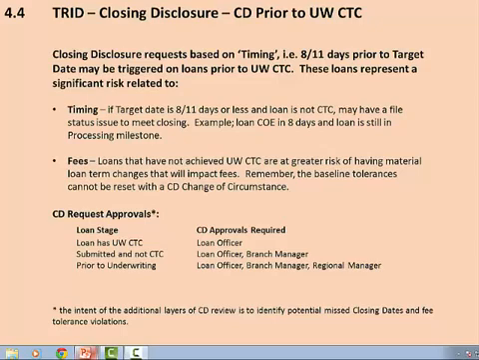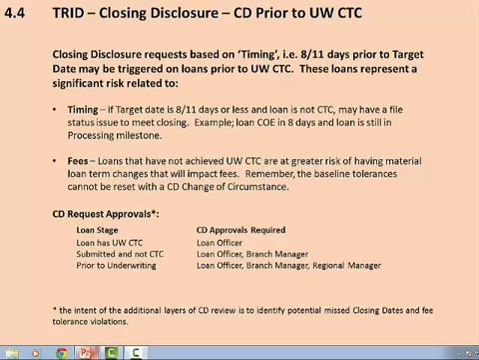CTC. There are 3 buckets for CD approvals. Green bucket. If the loan is underwriting cleared to close, the loan officer can request the CD without any other reviews required. Yellow bucket. If the loan has been submitted to underwriting but is not yet cleared to close, both the loan officer and branch manager must approve prior to the CD being generated.